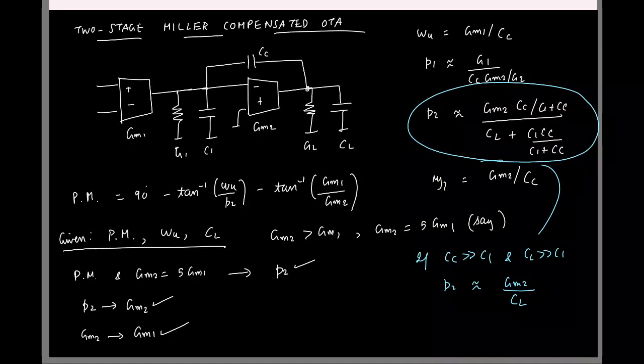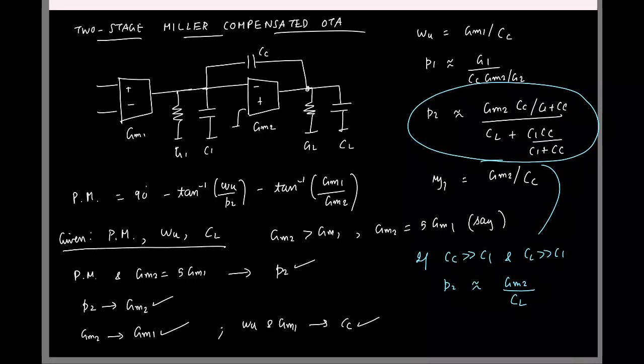So I know GM1, what can I find next? CC. CC I can find, I know omega u, right? So from omega u and GM1, I can find CC. Isn't it? And that kind of completes our design, right? These are the things you want to find. And finally, you need to make sure that P1.